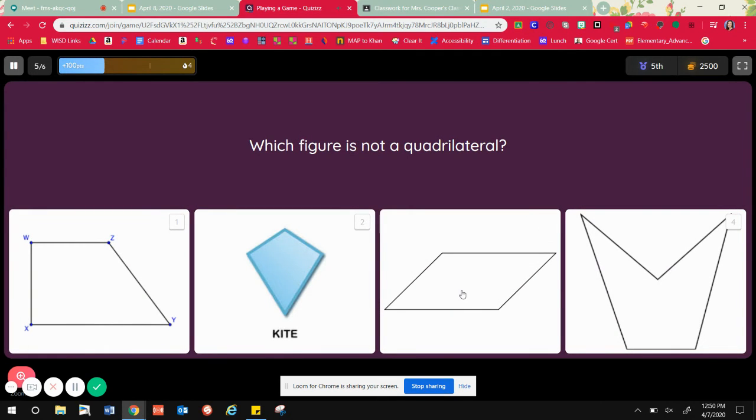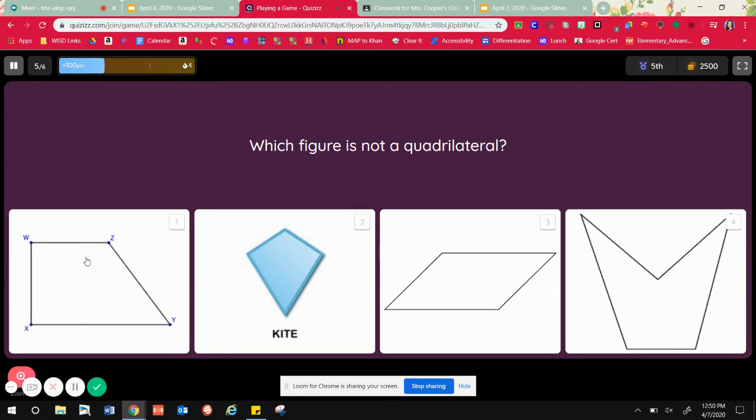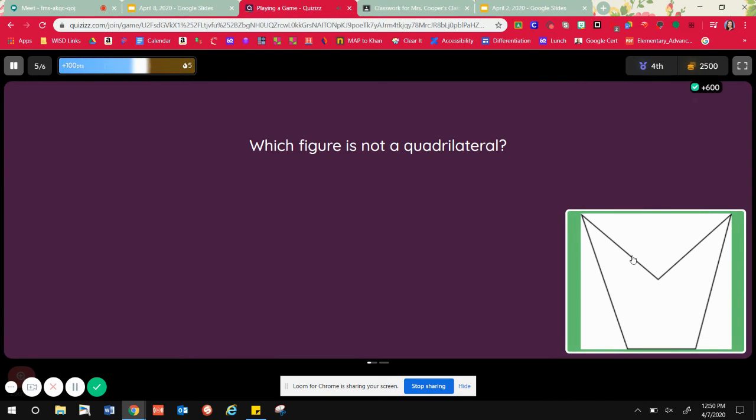Next up, which figure is not a quadrilateral? If I need to go back and check, I sure can. Quadrilateral, 4 sides. This shape has 4 sides. It is a quadrilateral. This shape has 4 sides. It is a quadrilateral. This shape has 4 sides. It is a quadrilateral. This shape does not have 4 sides. This is not a quadrilateral. That word not is important here.